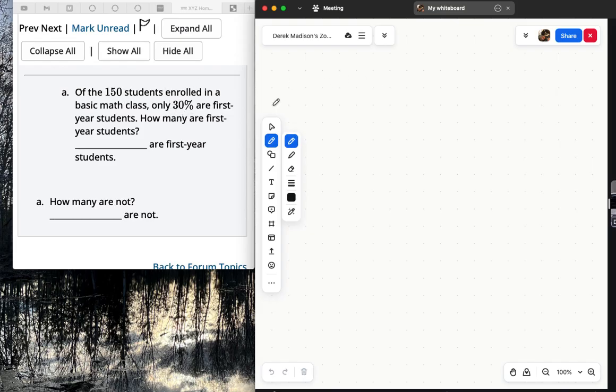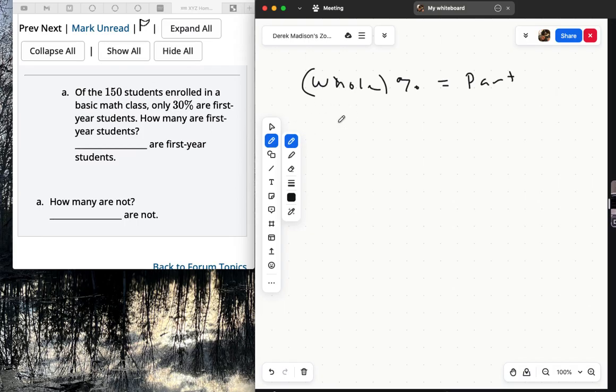When we have a percentage that's less than 100, the way I like to think of this is whole times the percent is going to equal the part. So you're going to have the whole amount of students, we're going to multiply that by the percentage as a decimal, and then that's going to give me the part of the students that are 30% of that whole.